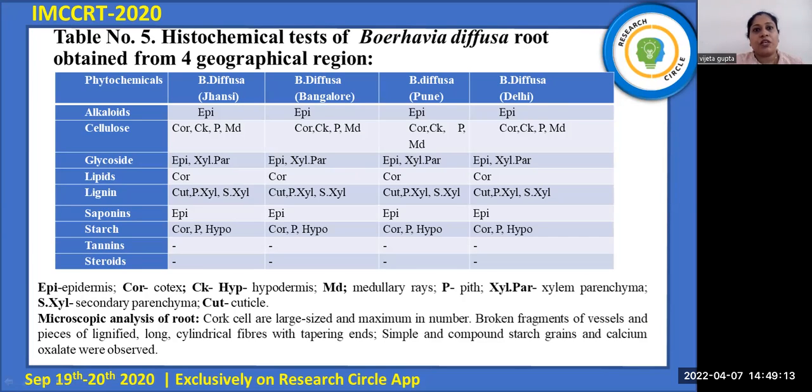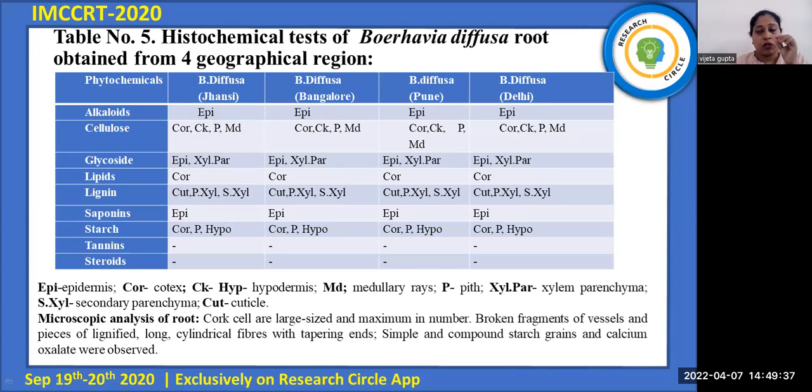Now come to table number 5, that is the histochemical test of Boerhavia diffusa root obtained from different geographical regions. In this, I have taken a small section of a root and used some chemicals to test for alkaloids, cellulose, glycosides, lipids, lignin, saponin, starch, tannins, and steroids.